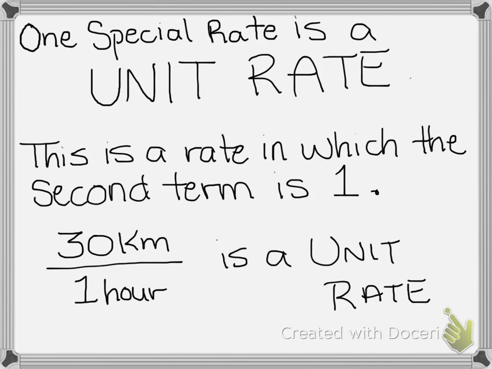One special type of rate is called a unit rate. This is a rate in which the second term is always 1. So whenever you see this word unit, whether it be calling it a unit rate or a unit price, we always want this bottom number down here to be 1. So 30 kilometers per 1 hour is called a unit rate.